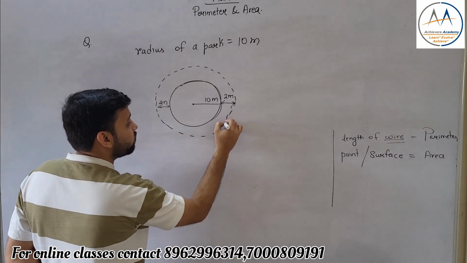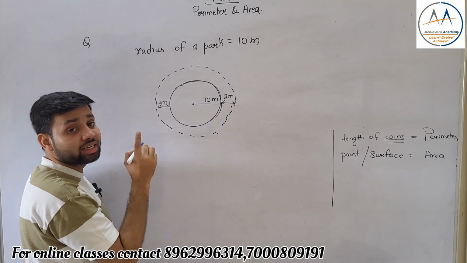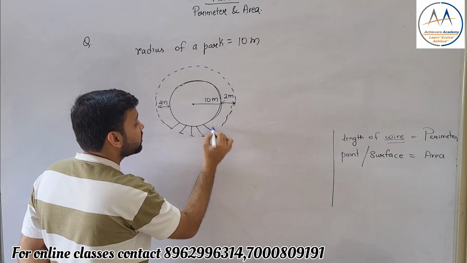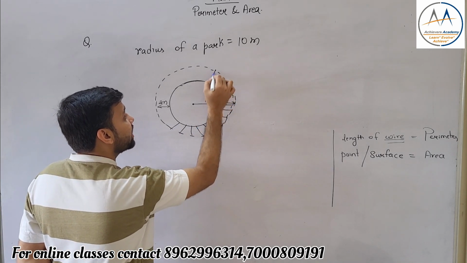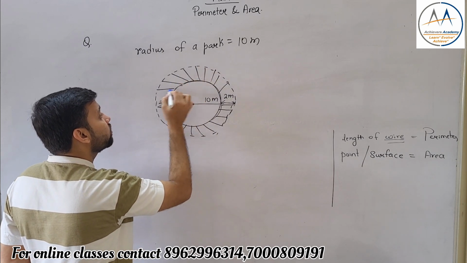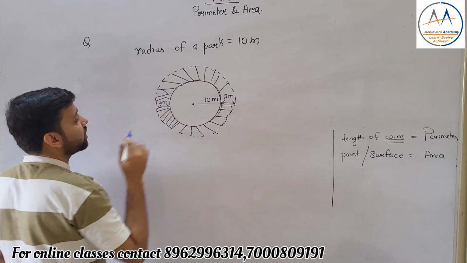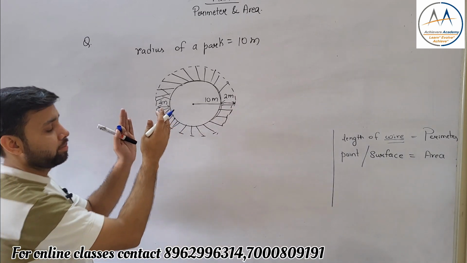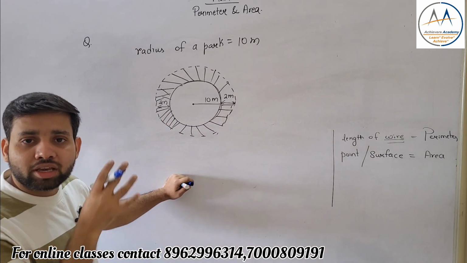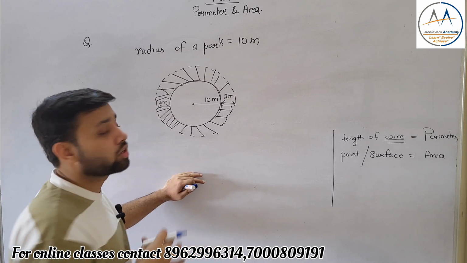Now we need to calculate what? Only the area of the pathway. They might ask what is the cost to do payment here. We want to place blocks here on the pathway. So what is the cost?